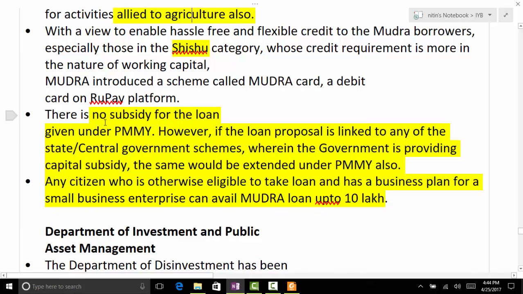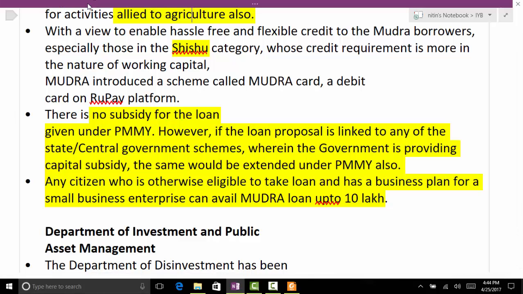Now this point is very important. There is no subsidy. Don't get the misconception that Mudra Yojana is giving subsidy to the MSME units. It's only assuring that you will get the loan. But if there is any existing government subsidy program, then those MSEs will get the benefit of that particular subsidy.